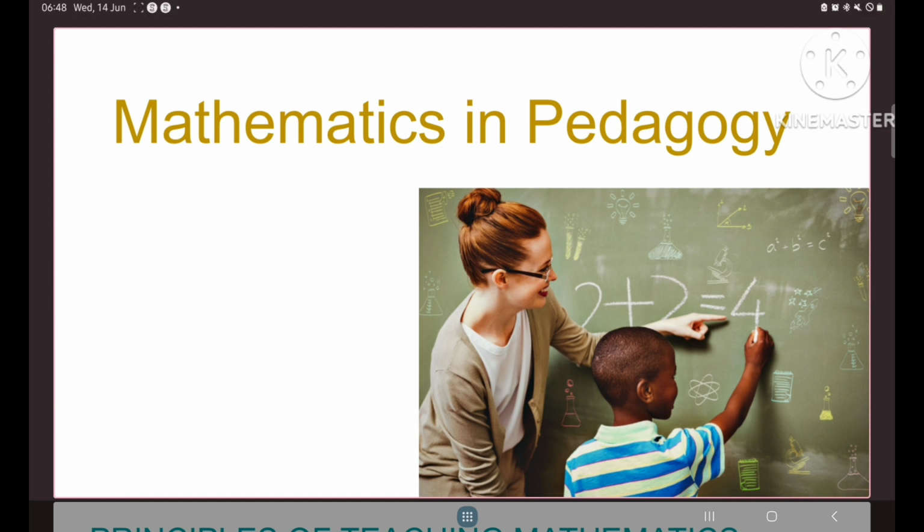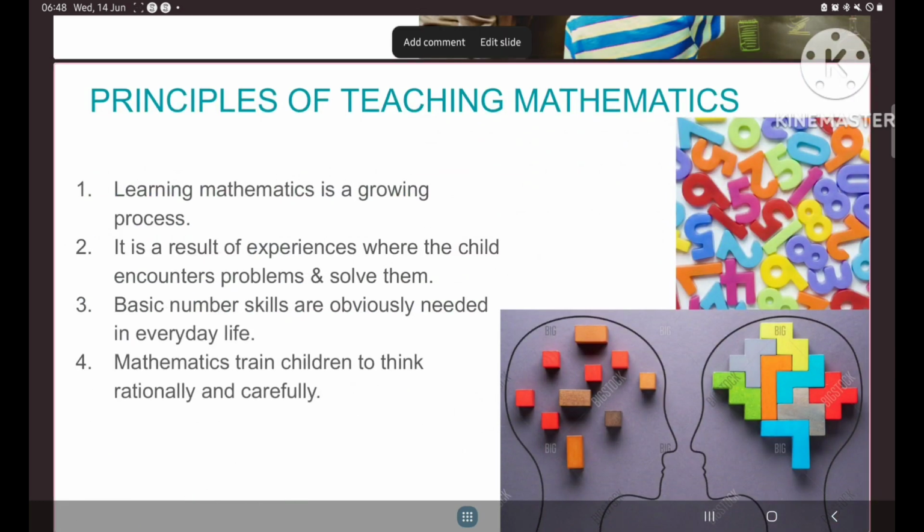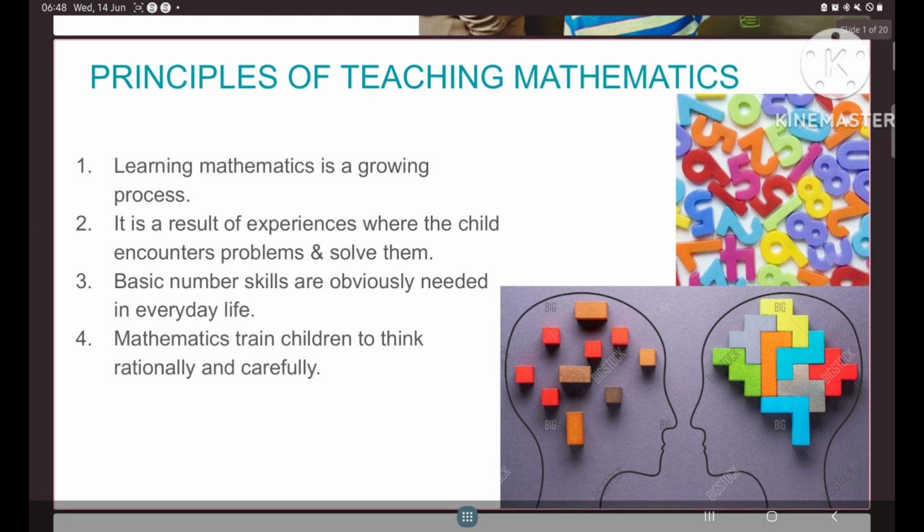In this video, we are going to discuss mathematics in pedagogy. Principles of teaching mathematics. Learning mathematics is a growing process. It is a result of experiences where the child encounters problems and solves them. Basic number skills are obviously needed in everyday life. Mathematics trains children to think rationally and carefully.